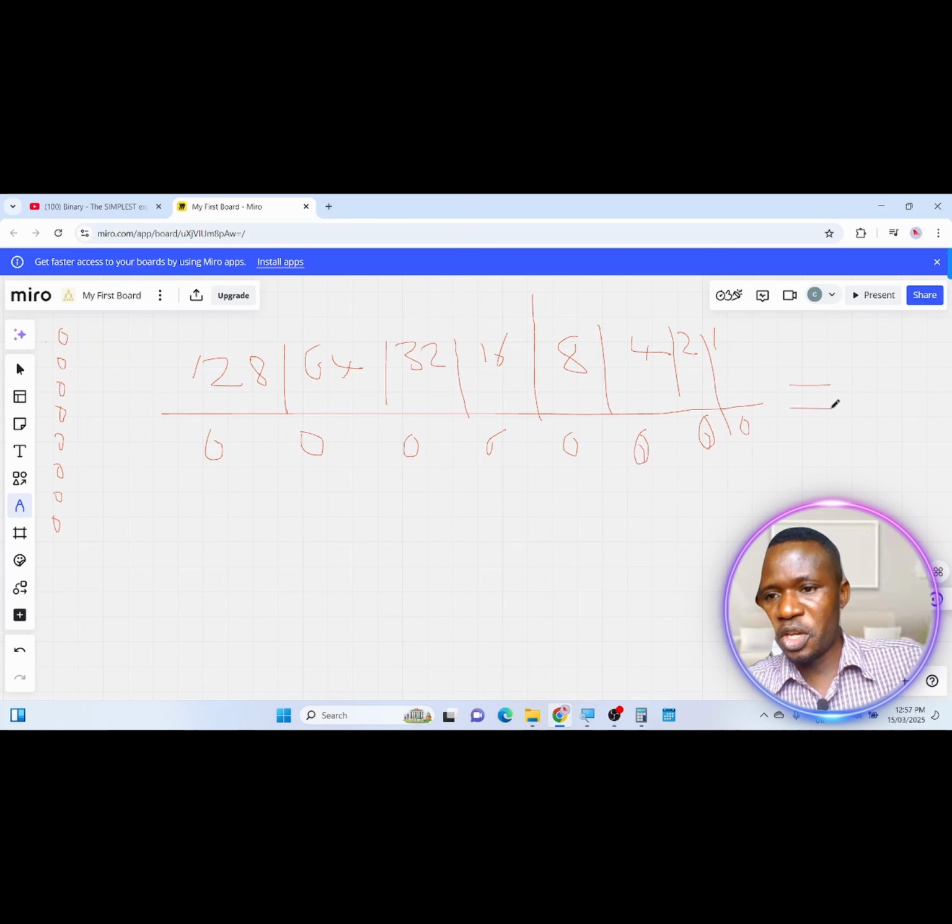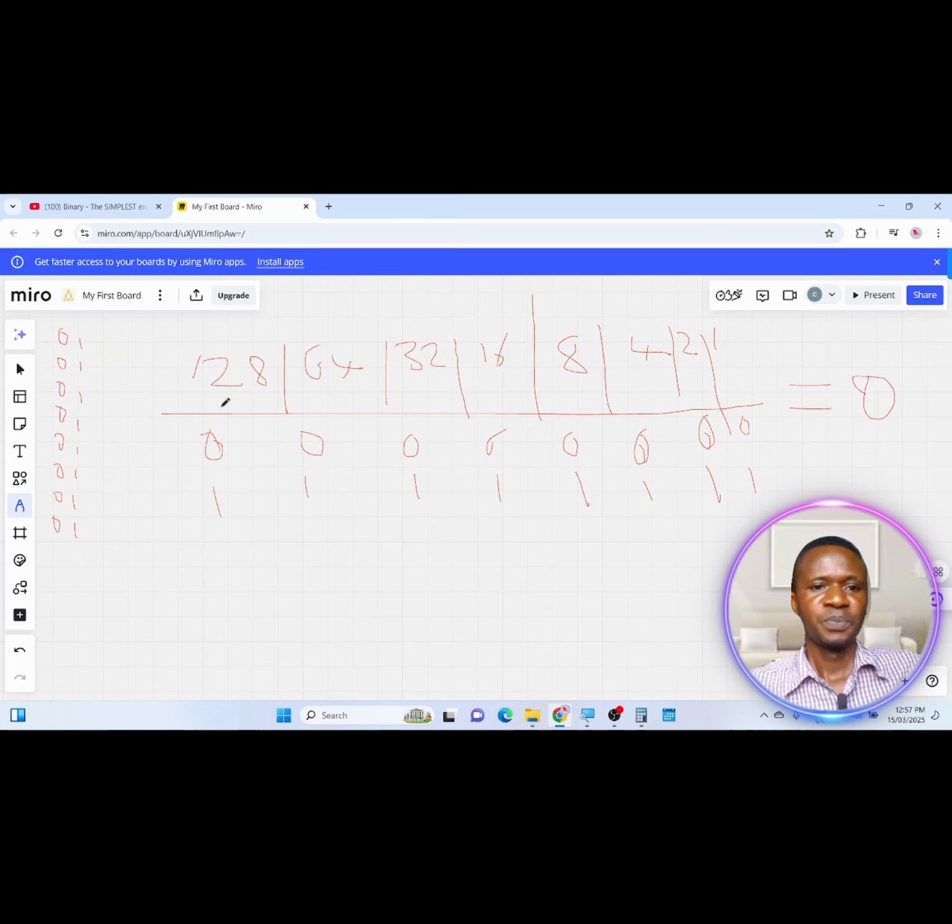In a nutshell, you will discover that 0, 0, 0, 0, 0, 0, 0, 0 is equal to 0 in decimal. Then the second one we are going to do is, in case we have a binary number that is 1, 1, 1, 1, 1, 1, 1, 1, we are going to spread it horizontally so that it will be easier for us to see things the way they are.